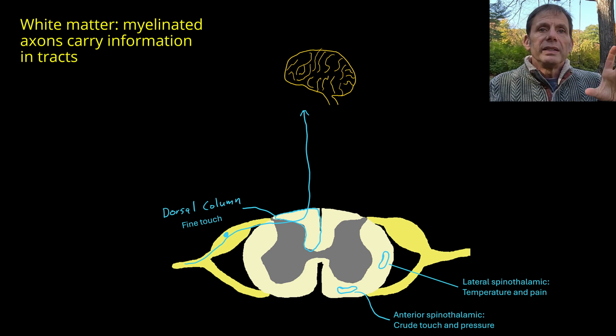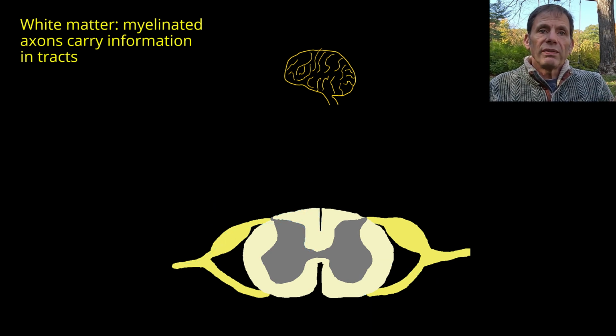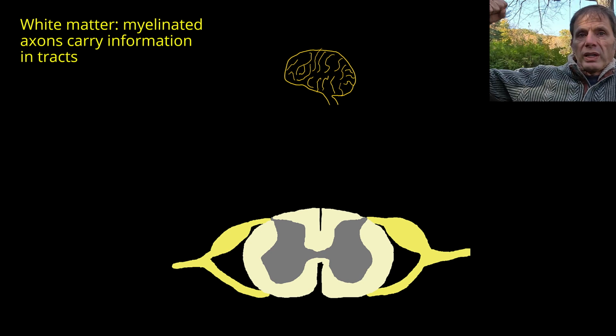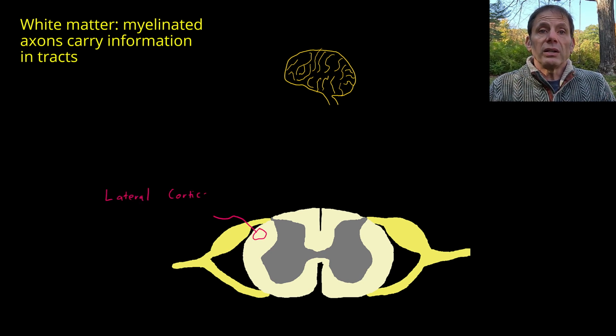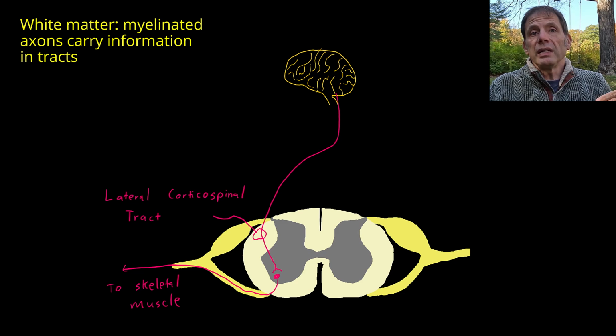Descending tracts carry motor information from the brain to lower motor neurons in the anterior gray horn of the spinal cord or the lateral gray matter. For example, if I want to contract my biceps brachii, a signal will travel down a tract like the lateral corticospinal tract to synapse on a lower motor neuron that has a cell body in the anterior gray horn of the spinal cord. All right, quick summary.